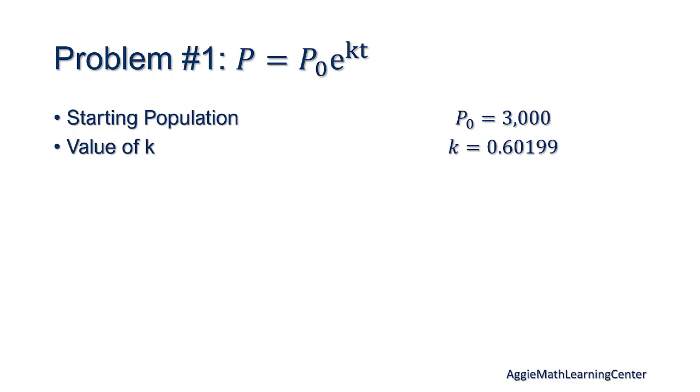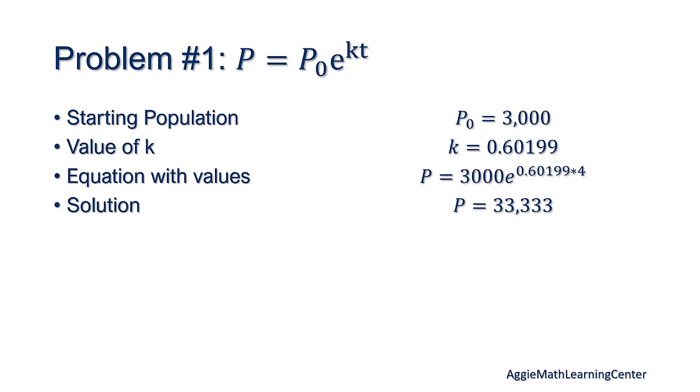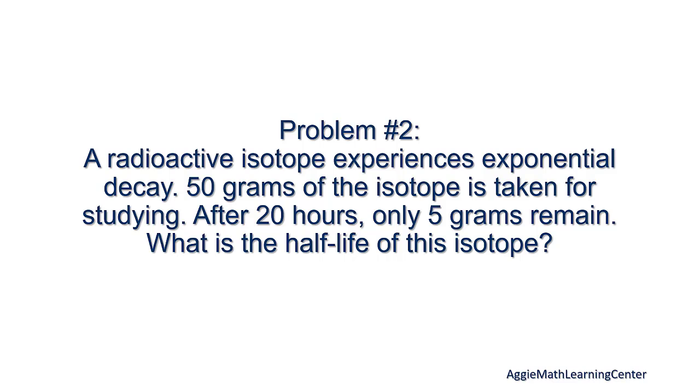Now that we know k, we have everything we need to find the rabbit population after 4 years. We will plug in our values for k, t, and P naught into our equation and solve for the population P. This gives us P equals 3,000 times e to the 0.60199 times 4. After plugging this into our calculator, we get the population to be 33,333 after 4 years. So our solution is 33,333 rabbits.